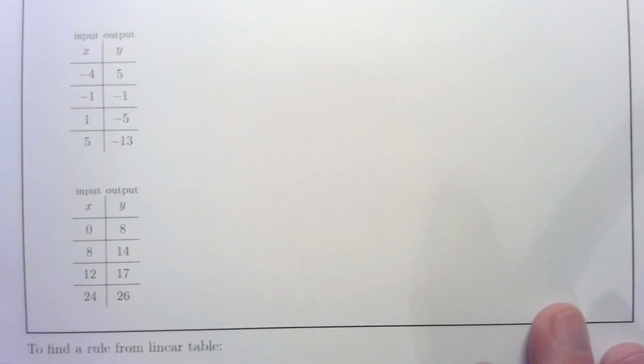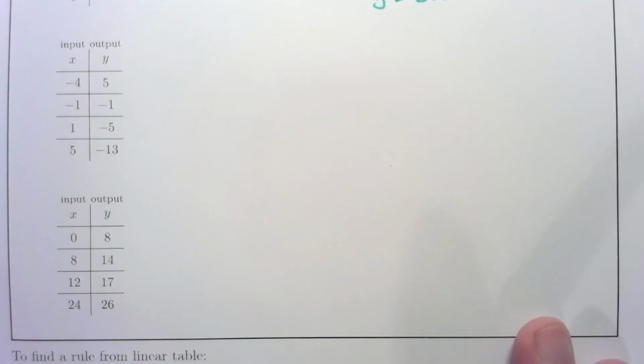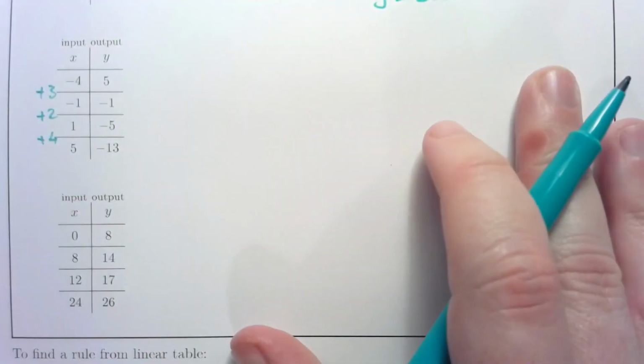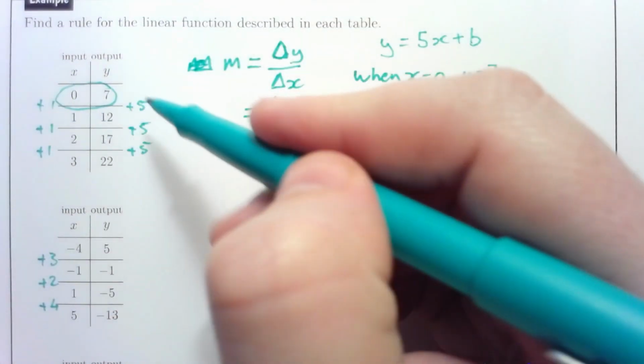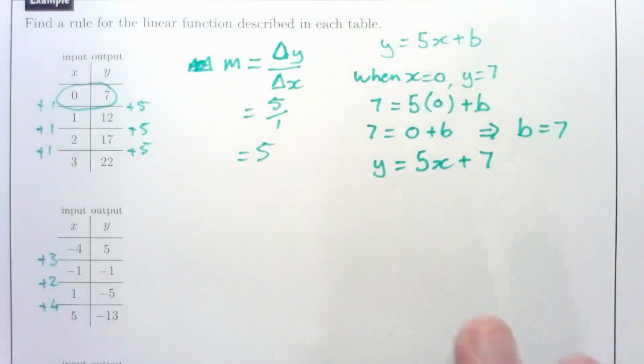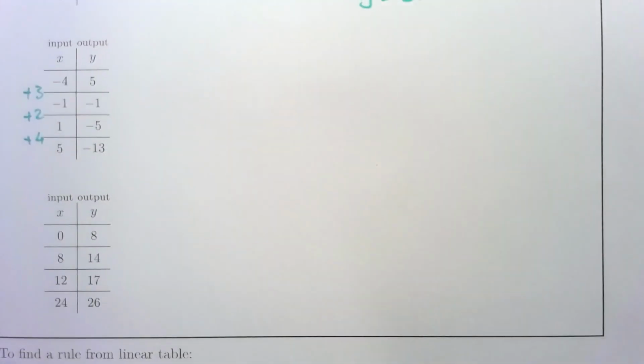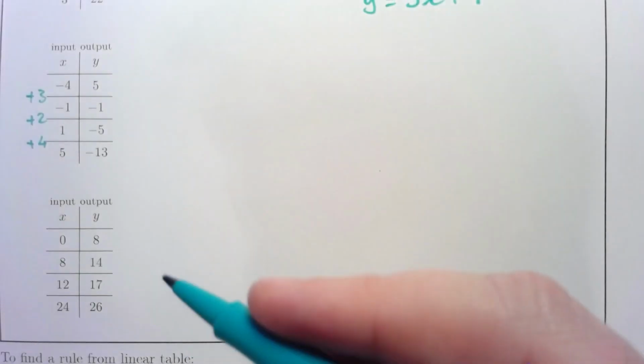Okay, let's move to the next table. So let's find our changes. It seems that we are adding 3, and then we're adding 2, and then we're adding 4. So this is going to be a little less convenient than what we did in the last table where we always had the same changes. But that's okay, this can still be a linear function, because it doesn't have to be that the changes are the same. It just needs to be that the rate of change is the same.